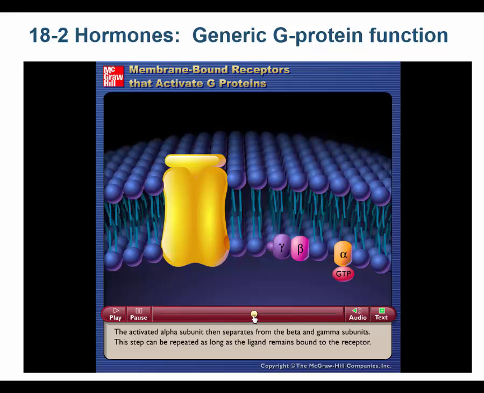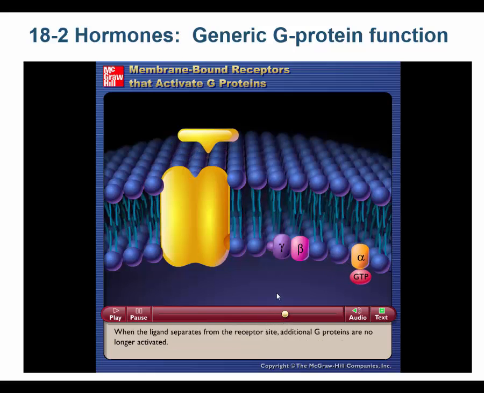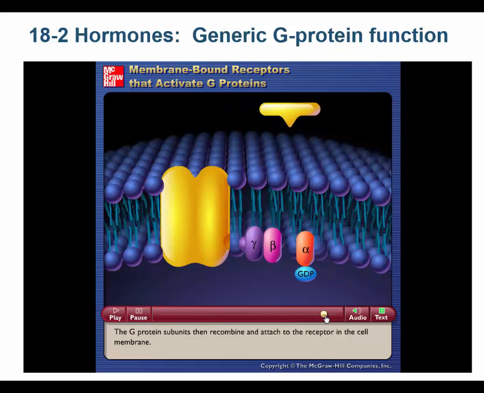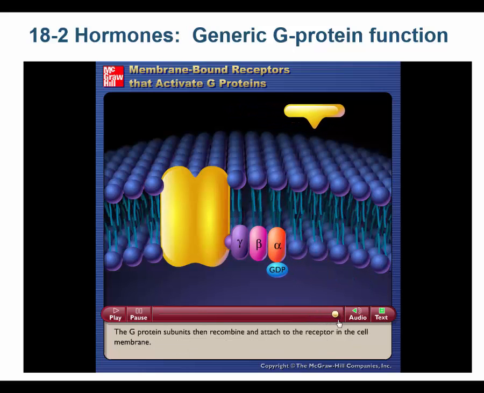Well, how do you turn the whole thing off? Well, first of all, the ligand has to dissociate. Now I don't have an active receptor anymore. And in addition, the alpha subunit has an internal phosphorylase activity, which cleaves the terminal phosphate off GTP to make it GDP, right there. Alpha GDP is not active. And now the alpha GDP reassociates with the beta and gamma, and now it's ready for another cycle. And yes, you do need to know that mechanism.